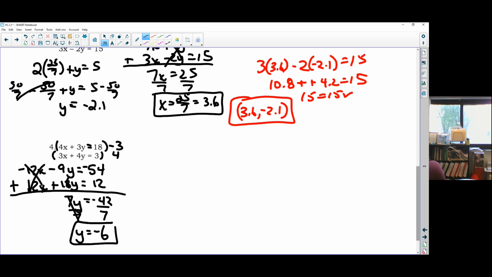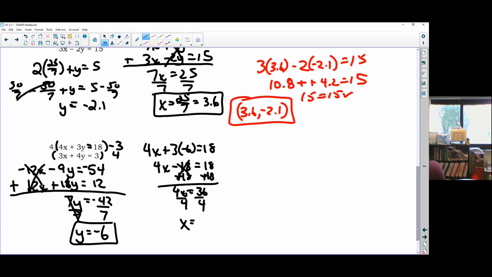Okay. So I'm going to go back to one of my original equations and plug in negative 6 for y. Let's just use the top one. 4x plus 3 times negative 6 equals 18. Well, 3 times negative 6 is minus 18. So I'm going to add 18 to both sides, get 4x by itself. Divide by 4 to get x by itself, and 36 divided by 4 is 9. So hopefully I got my two answers here.